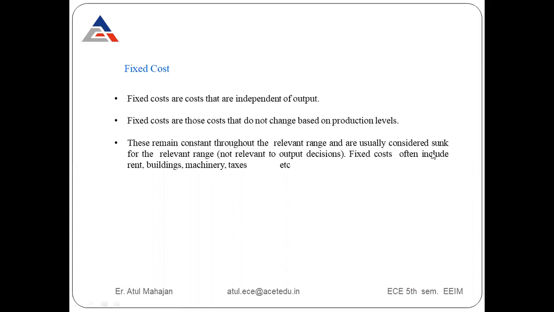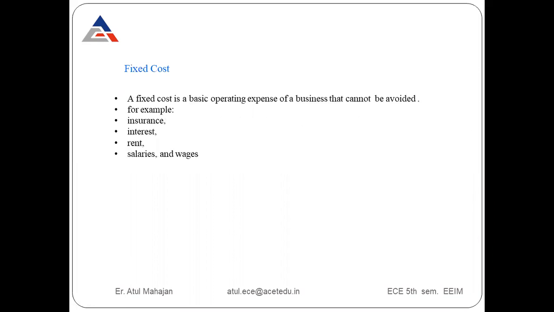So what do they often include? They include the rent, buildings, machinery, taxes, etc. So taxes also we have to pay for the machineries. Your fixed cost is a basic operating expense of business that cannot be avoided. It cannot be avoided in any terms. They have to be paid in all terms. For example, insurance, interest, rent, salaries, and wages to some extent.